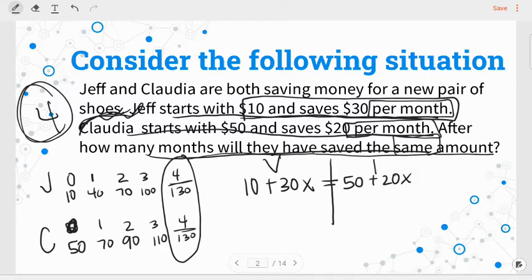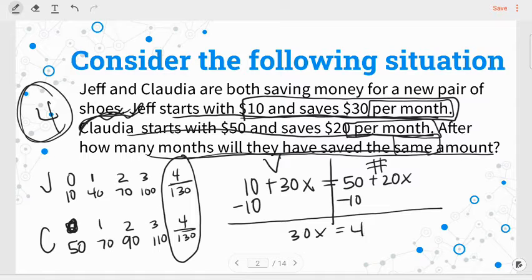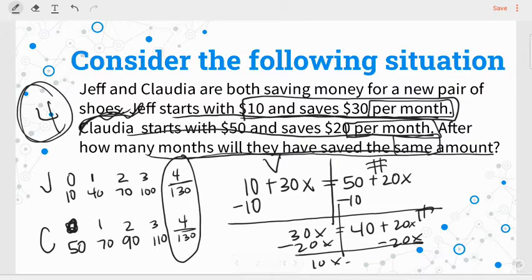This has 30x, that's my variable side. This is my number side. So since this is my variable side, minus 10, I'm left with 30x. 50 minus 10 is equal to 40. Since this is my number side over here, I'm going to get rid of the 20x by subtracting, since it's positive. And I'm left with 10x equals 40. I divide by 10, and I'm left with x equals 4. So you notice I got the same answer either way.